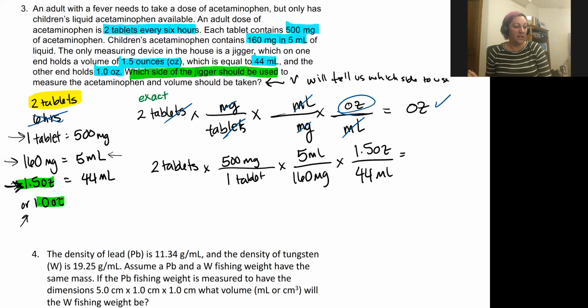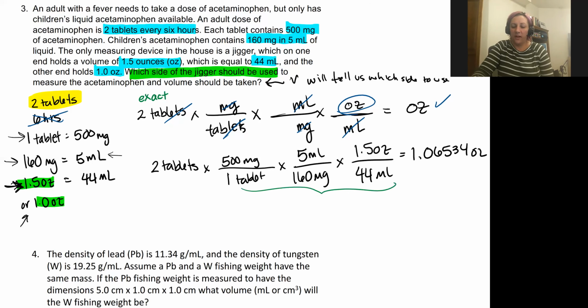So if I plug that into my calculator, I'll get a value that's 1.06534 ounces. If I want to round at this point, I can. Since all of our conversion factors are exact, so is our tablets. I'm not measuring anything and I'm counting. I could keep all these significant figures.